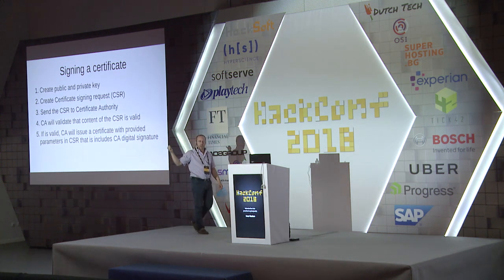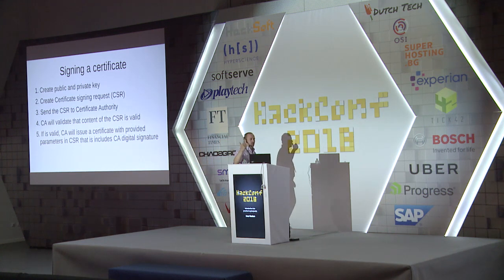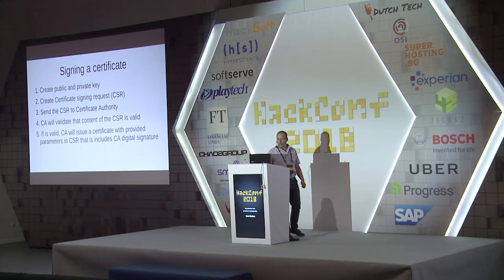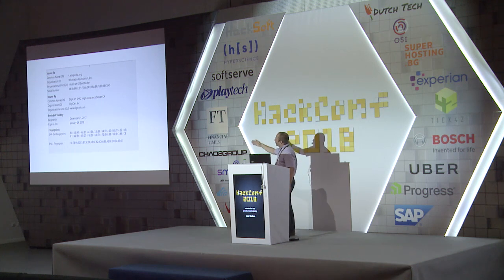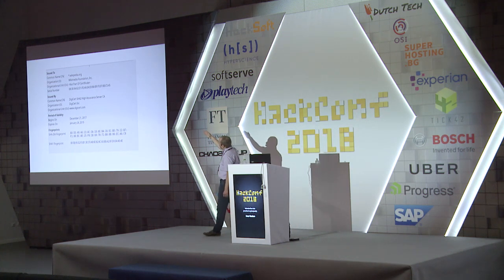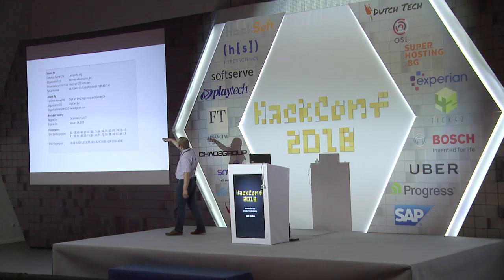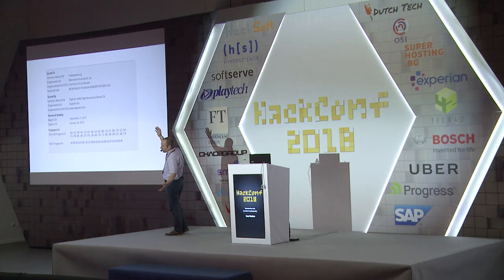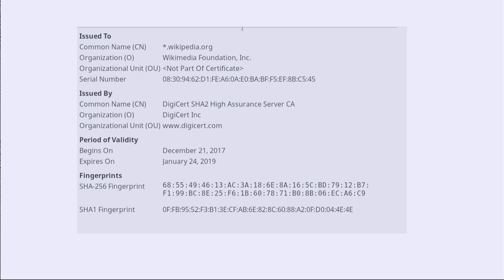That's the tricky part here. This is the most important part. The CA will sign this certificate. And if we look at this example for Wikipedia, we can see that this certificate is for Wikipedia and is signed by DigiCert. There are many companies that are doing this. It will expire on the 24th of January next year. We have the fingerprints, the serial number, and a lot of other information.